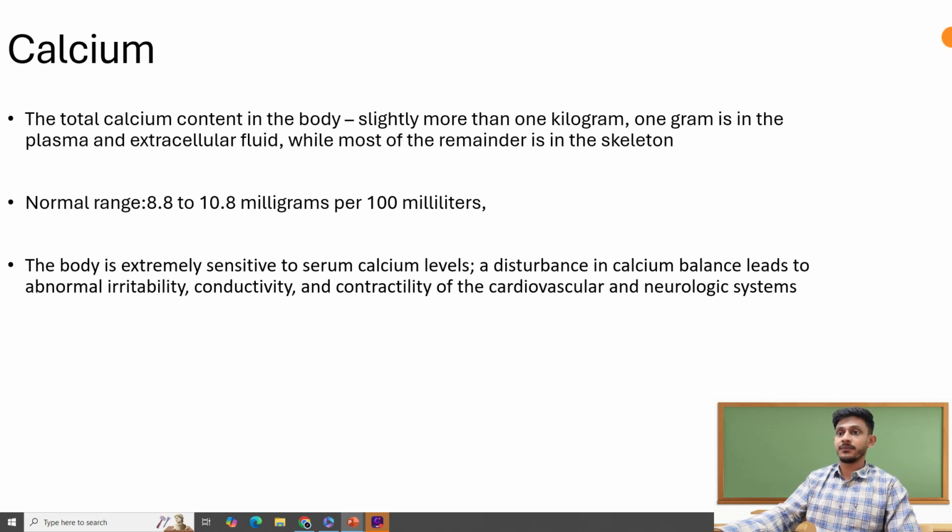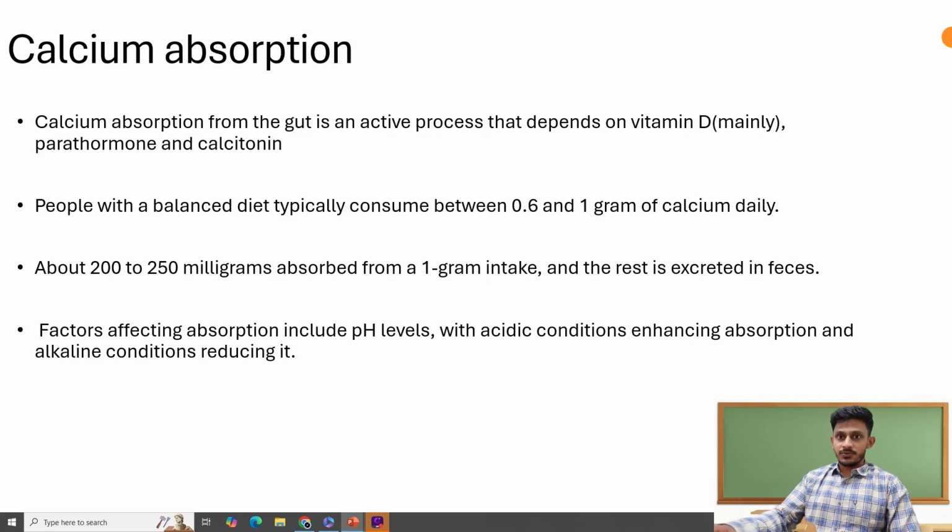or dropping below 8.8. So calcium absorption is an active process, and absorption from the kidneys occurs with the help of PTH, but the absorption from the gut is wholly dependent on vitamin D. A regular person consumes 0.6 to 1 gram of calcium a day, and out of that, if they consume 1 gram, only one fourth of that gets absorbed. So if 1 gram of calcium is taken, only 250 milligrams of it gets absorbed, and the rest is excreted in feces. So remember that while dosing calcium in summary.